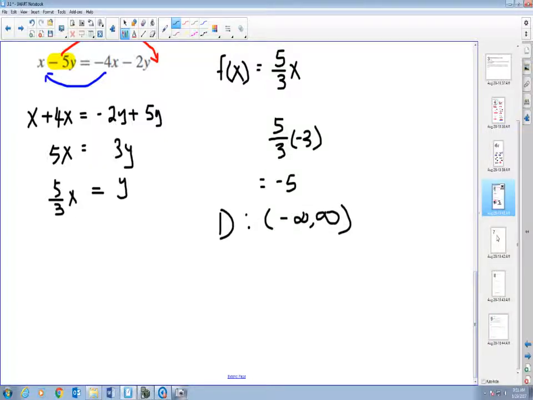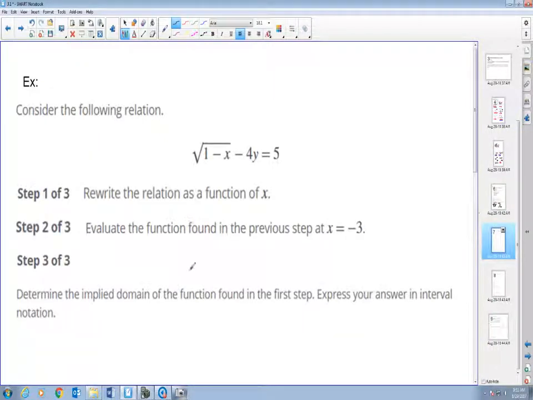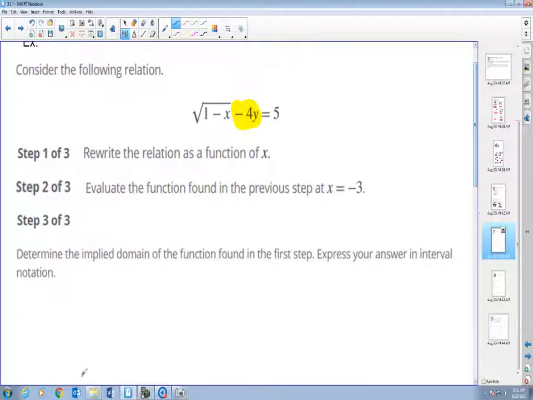Now let's try another one. Same thing. Rewrite the relation as a function of x. I've got to get y by itself. Right now I only have 1 variable term, which is -4y. So I'm going to move it over. That means the 5 has to come back. So that will give me +4y. The +4y will go to the right hand side.